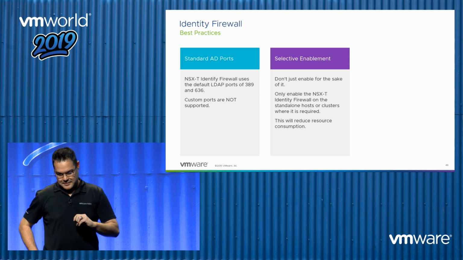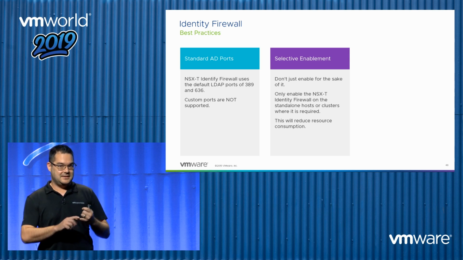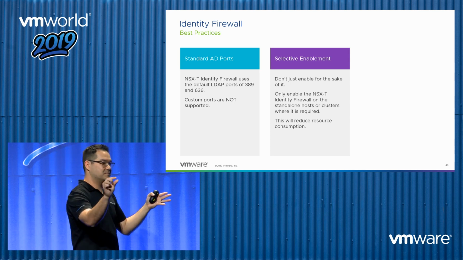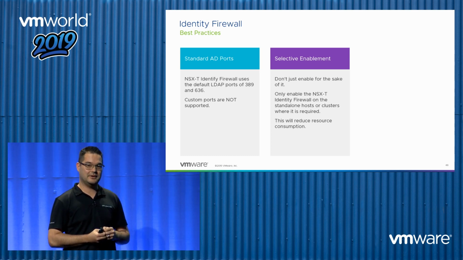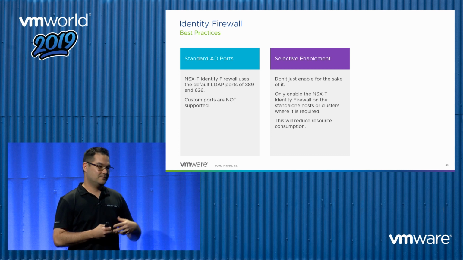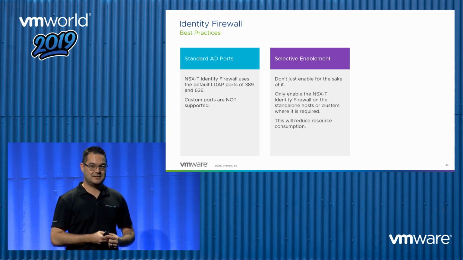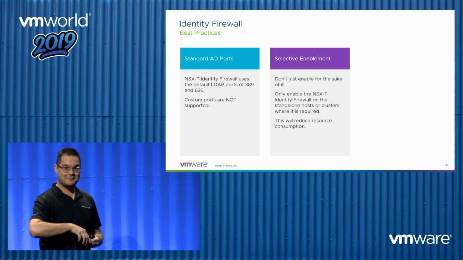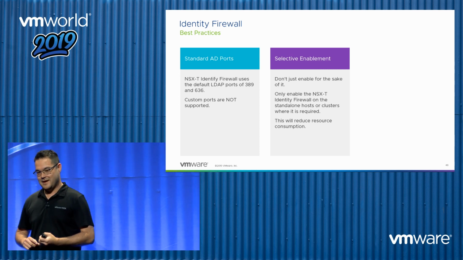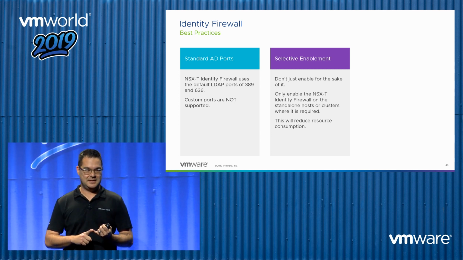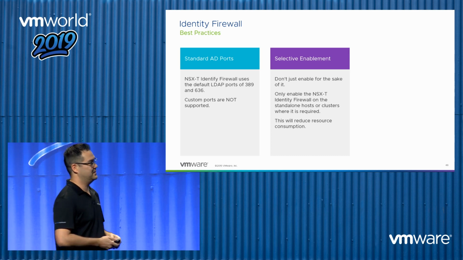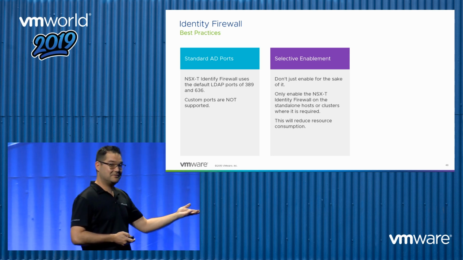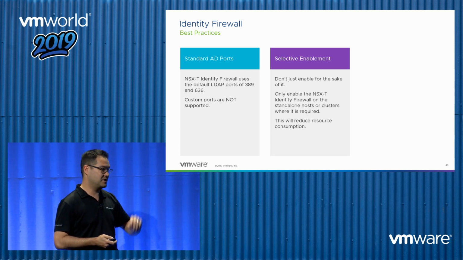Selective enablement. In the UI of NSX-T, in the firewall section, there's a banner that comes up across the top and it says, you have not got identity firewall enabled. Do you want to enable it? People want to get rid of that banner. So they click enable and they turn it on. The problem with that is that it actually uses resources. And so they're now consuming resources just to get rid of a banner across the top of their screen. So don't go enabling it just to get rid of that banner or just because it annoys you.